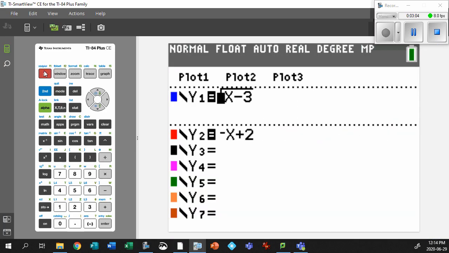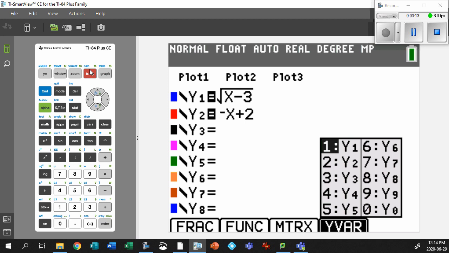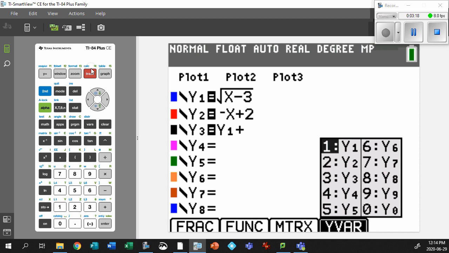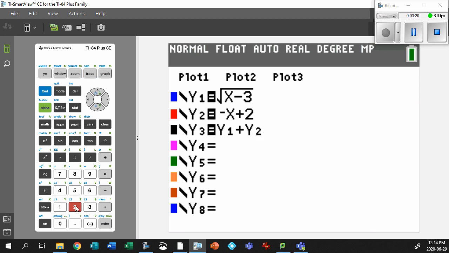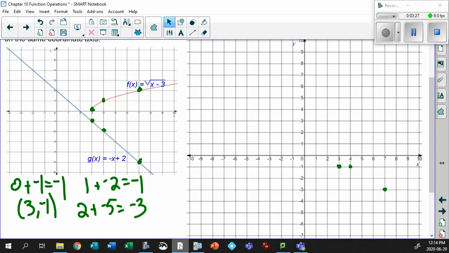Go back to y equals. Go down to Y3. Let's combine them. Alpha, is it 2 or 3 or is it 4? I can't remember. Let's try 4. Oh, it is. Okay, Y1 plus alpha 4, Y2. Boom. Okay, graph it. Looks very, very similar to what I have drawn right here. So obviously, this is just going to be a line that's going to go down like that. Interesting. Very interesting. Well, there's my h of x.